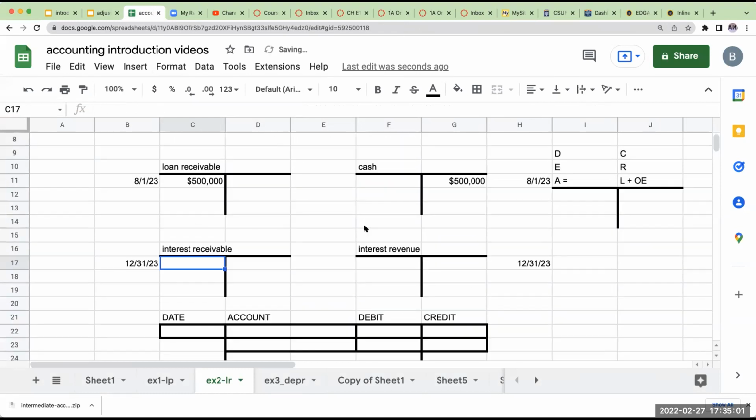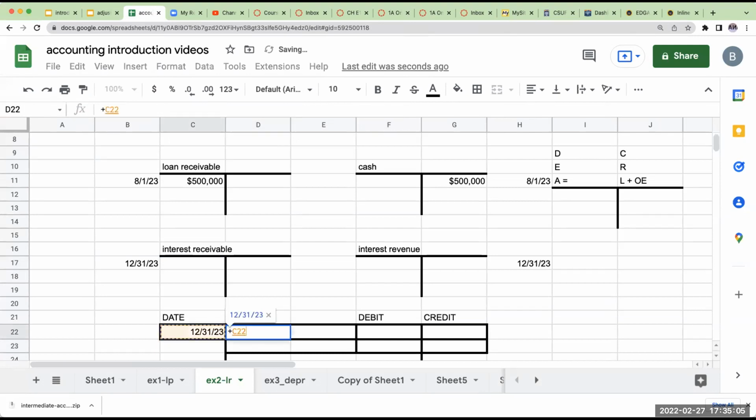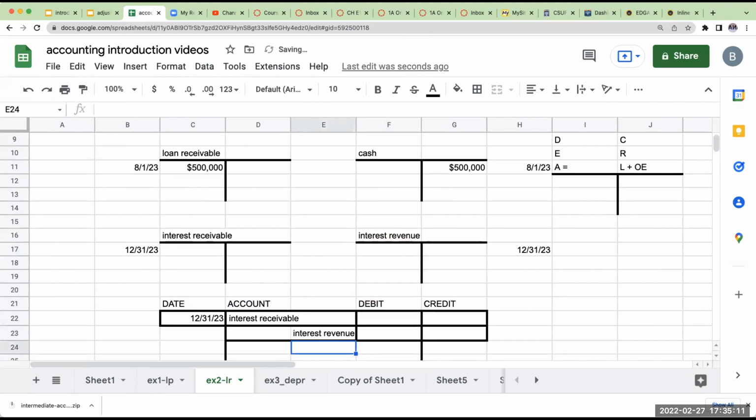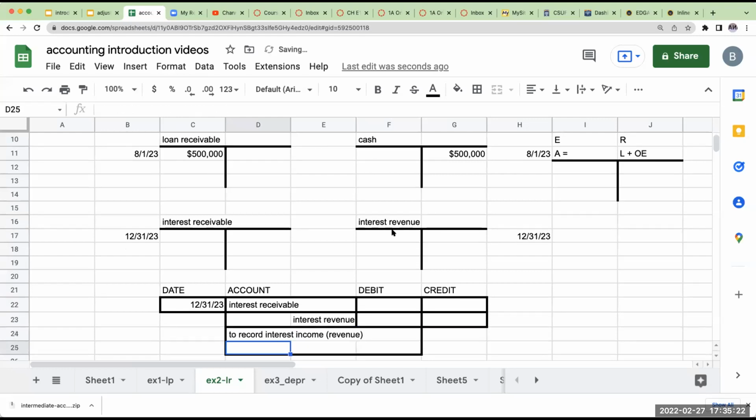Okay, so when it comes to doing this journal entry on 12/31/23, I know I'm going to be debiting receivable. Receivable is an asset. Do that with a debit. Revenue is a type of income, so we're going to go ahead and do that with a credit. So to record interest income or revenue. Okay, now the question is, how much do I record?